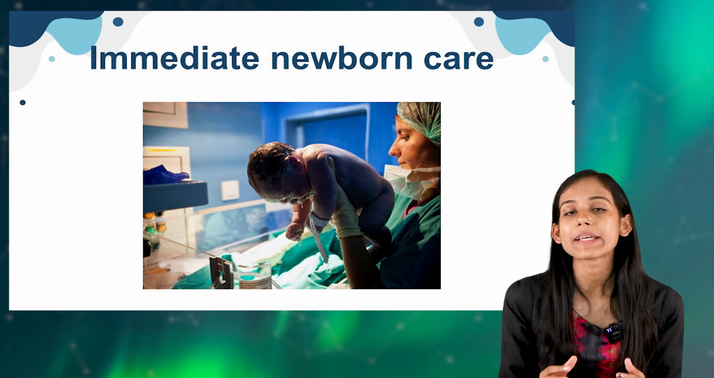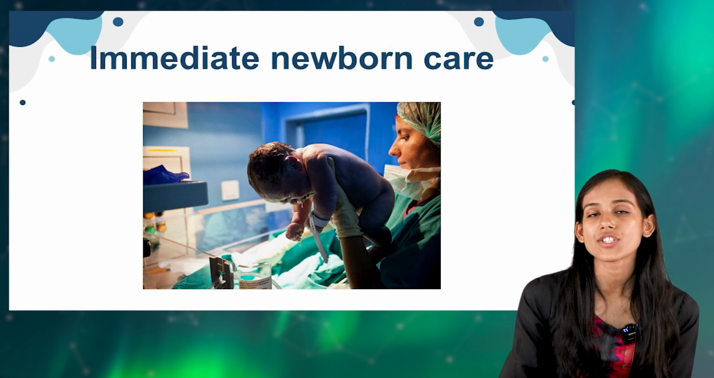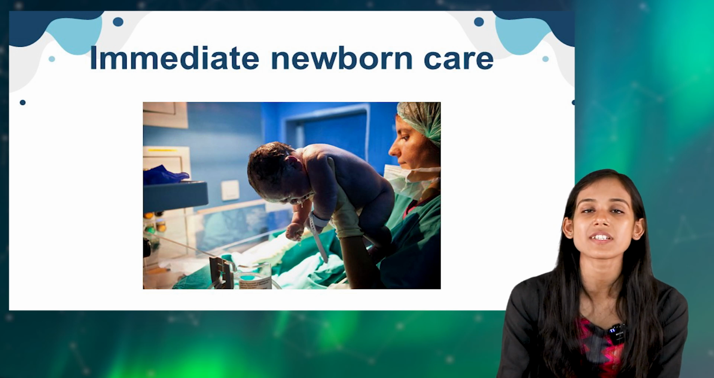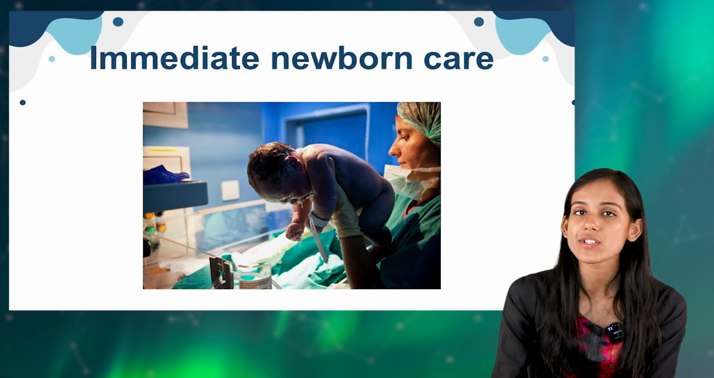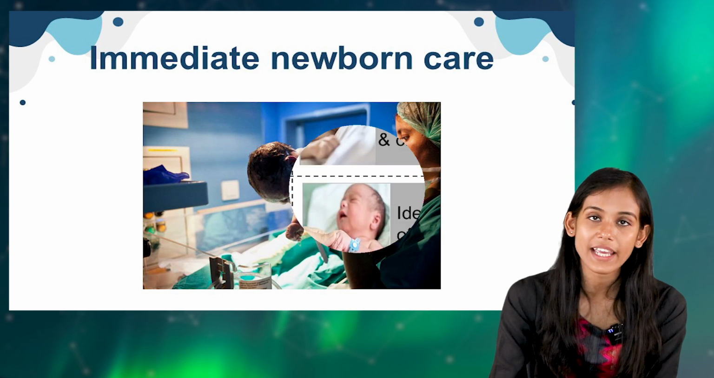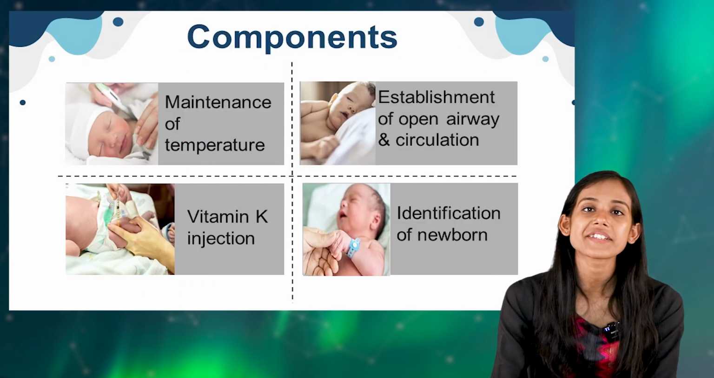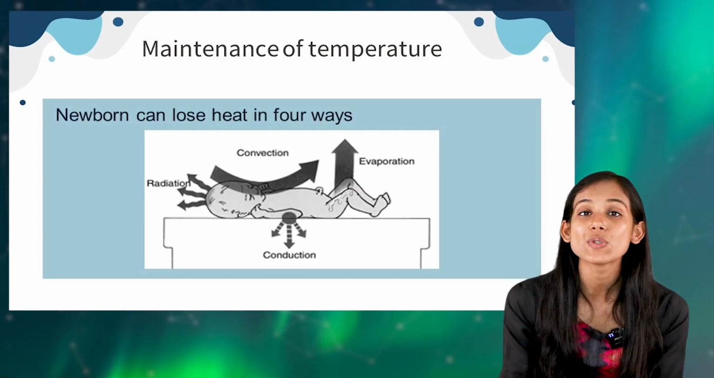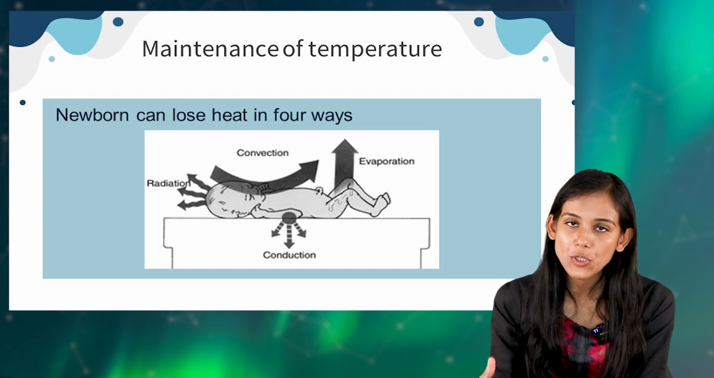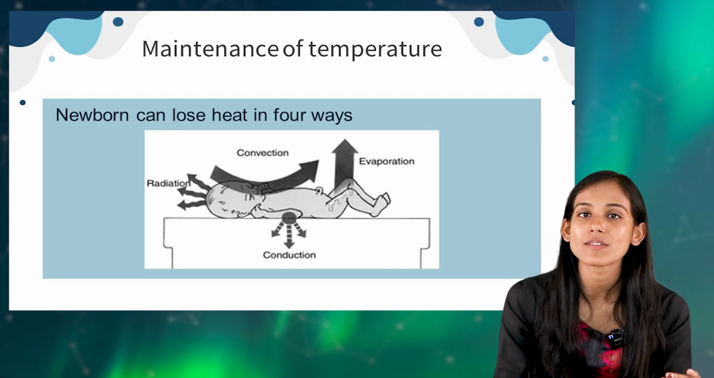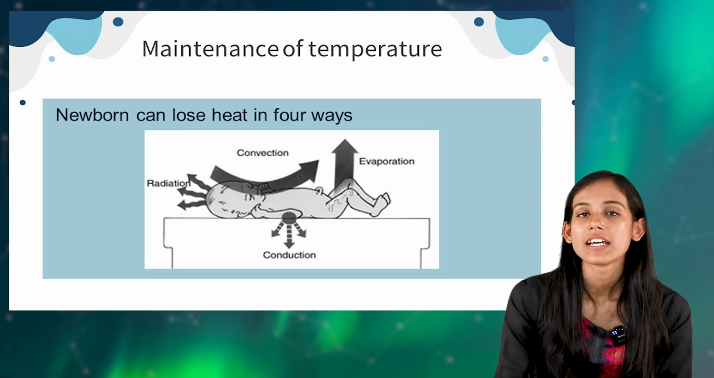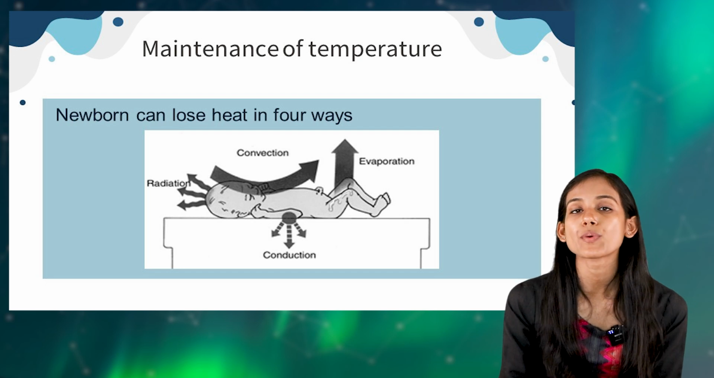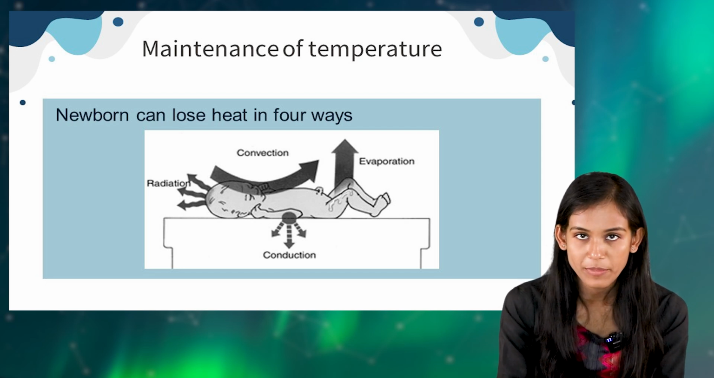Now the next thing is immediate newborn care. As the child is coming from intrauterine life to extrauterine life, there would be certain requirements, certain needs. Based on that, we need to provide certain immediate care. In that, the first thing that we're going to do is maintenance of temperature. Now we know there are some ways we lose heat from our body. But if we see newborns, they lose their body heat in 4 ways: convection, conduction, evaporation and radiation. So these are the 4 ways through which a newborn loses heat from their body.